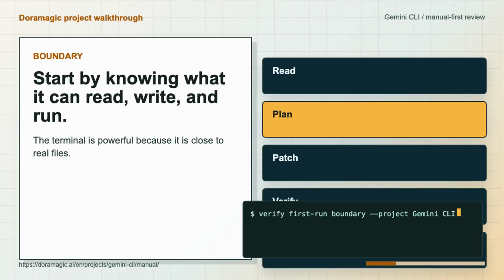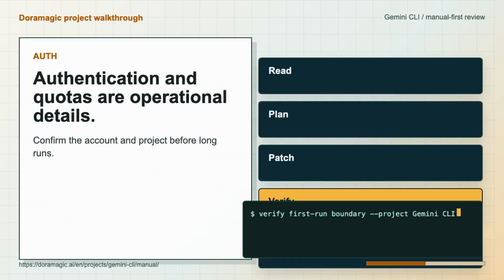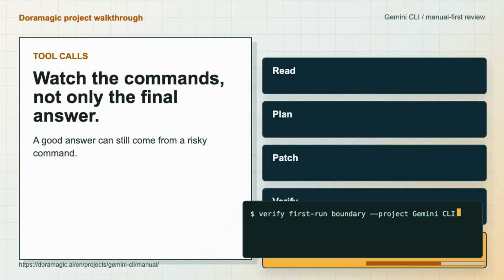For day one use, I would not ask Gemini CLI to redesign a whole codebase. I would ask it to explain a failing test, make one small patch, run the targeted test, and show the diff. That gives you evidence without handing over too much surface area.